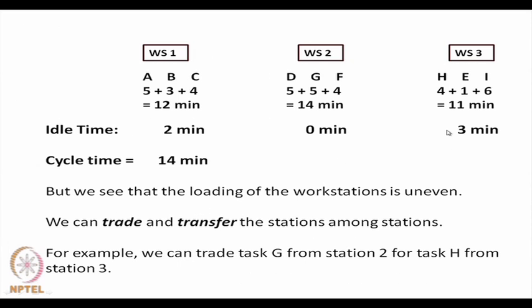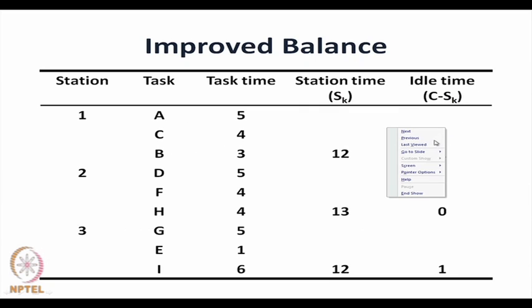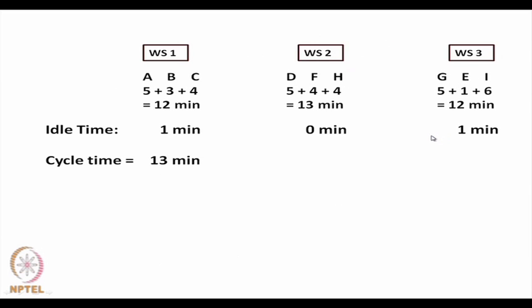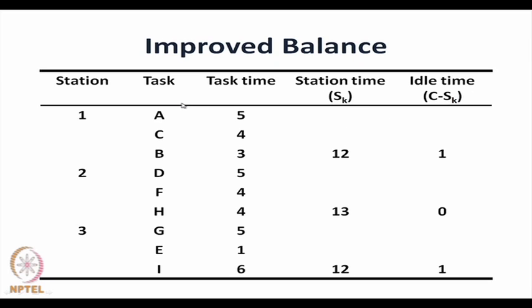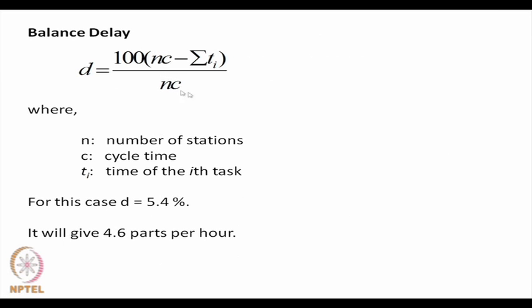This trade and transfer was done purely based on the trial and error method. So, the final allocation of tasks to stations is this: station 1 ACB, station 2 DFH, station 3 GEI. A measure by which different assignments are compared is the balance delay. Wherever the balance delay is the minimum, that is considered the best line balancing solution. This is what we had done in our last class.